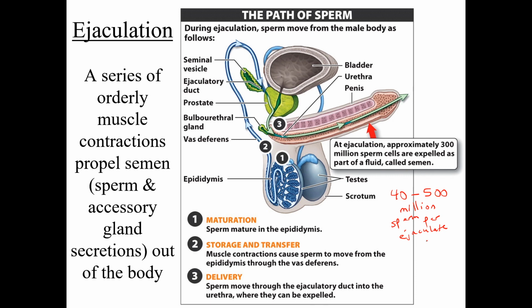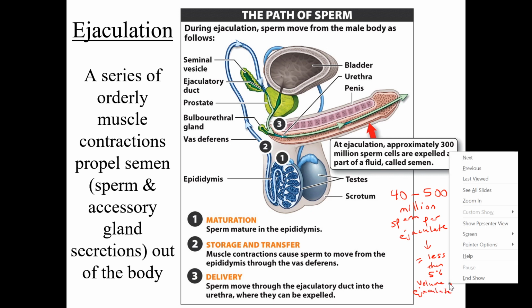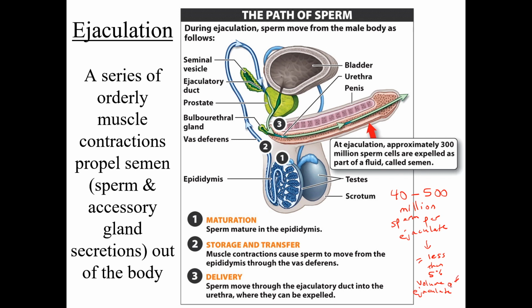However, out of all the stuff that comes out of that semen, these 40 to 500 million sperm equals less than 5% of the volume of ejaculate. So most of what comes out is actually those fluids and stuff that were added by those 3 glands. The sperm itself is very, very small, each cell. So even though there's millions and millions of them, they make up a very small volume of that.